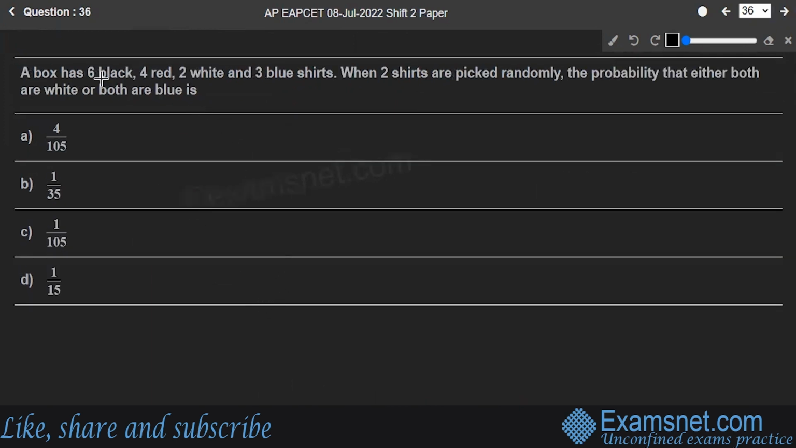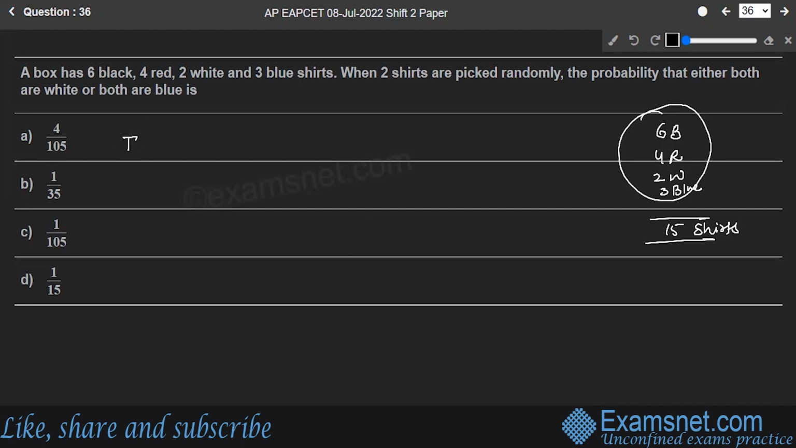A box has 6 black, 4 red, 2 white, 3 blue shirts. When 2 shirts are picked randomly, then the probability of either both are white or both are blue is. So first of all, in the box, you have 6 black, 4 red, 2 white, and 3 blue shirts. Then 2 shirts can be picked up in, how many shirts are total? 15 shirts.